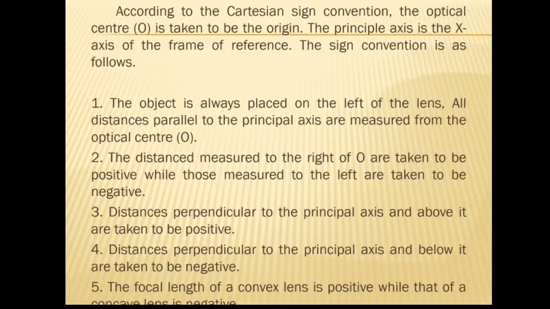The distances measured to the right of the optical center are taken to be positive since the numbers on the number line are positive to the right-hand side, while those measured to the left-hand side are taken to be negative as the numbers on the number line are negative to the left-hand side. Distances perpendicular to the principal axis and above it are taken to be positive. Distances perpendicular to the principal axis and below it are taken to be negative. The focal length of a convex lens is always positive, while that of a concave lens is negative.